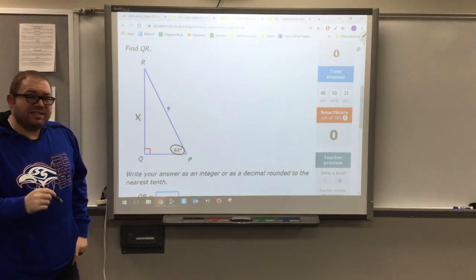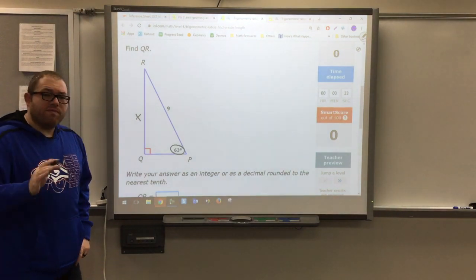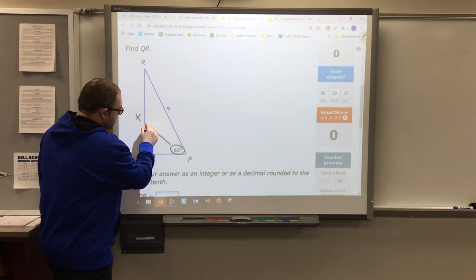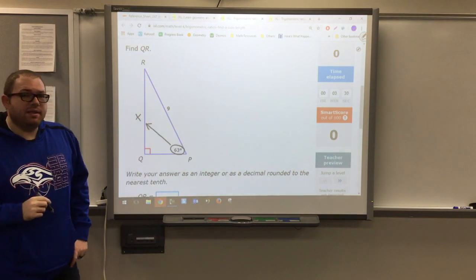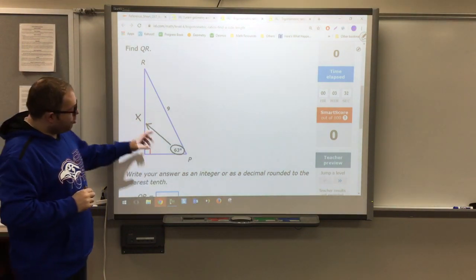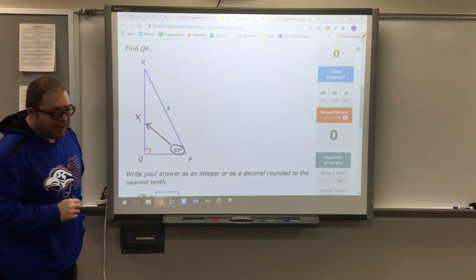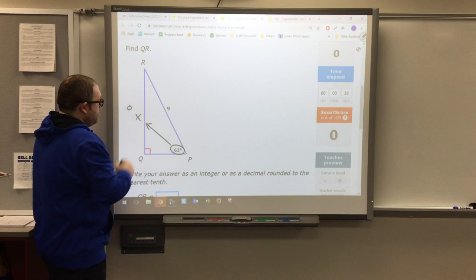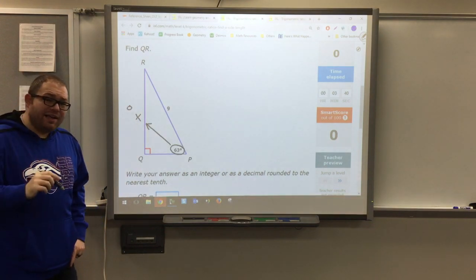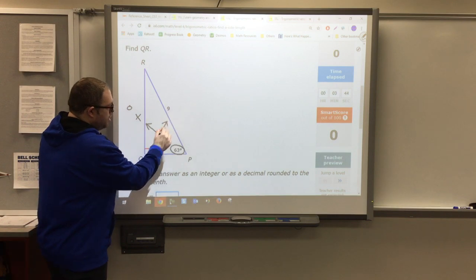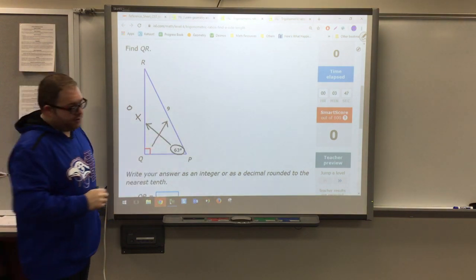Now that angle, 63 degrees, will be our focal point. Across from 63 is the side I need to find the length of. And the side across from your angle is always, again, going to be your opposite side. Remember that the side across from the right angle is always going to be your hypotenuse.